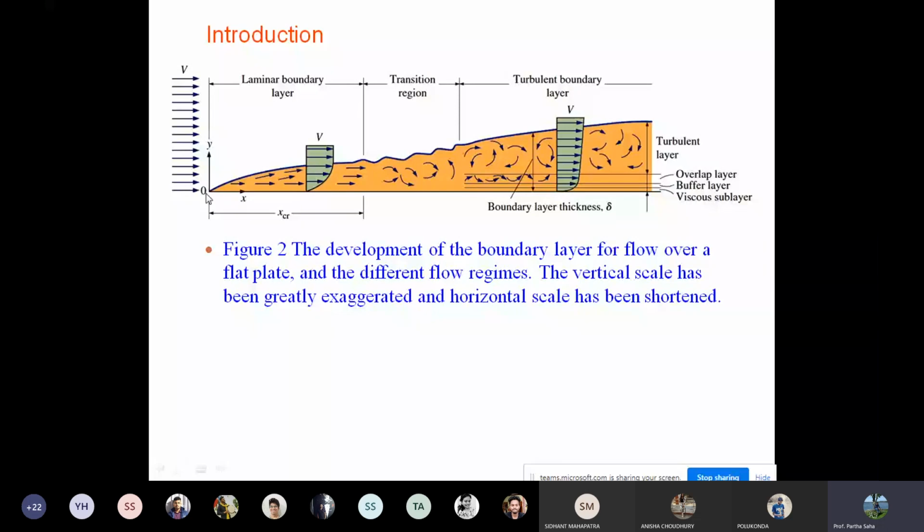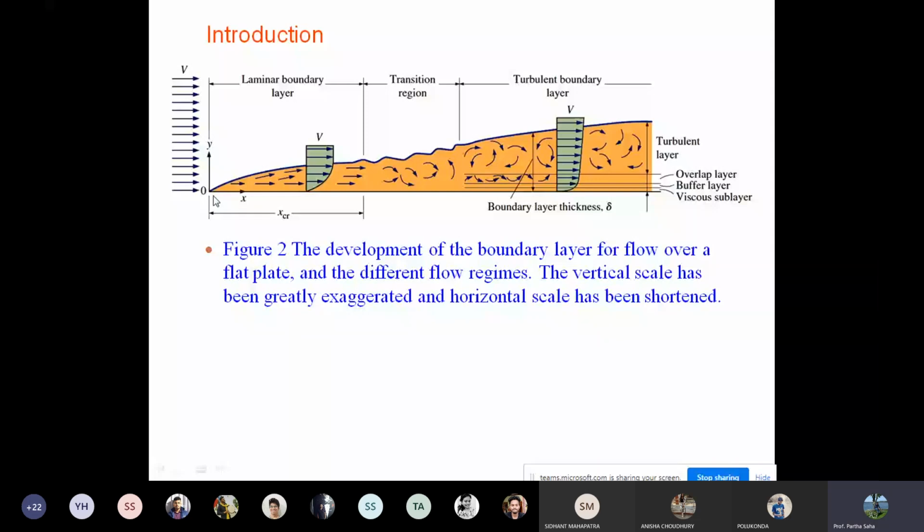As you can see, at the leading edge the velocity is very minimum, so it forms a laminar boundary layer. This is why it's called a laminar boundary layer, because initially there is hardly any resistance. The fluid velocity is very small, so that can be said to be a laminar boundary layer.